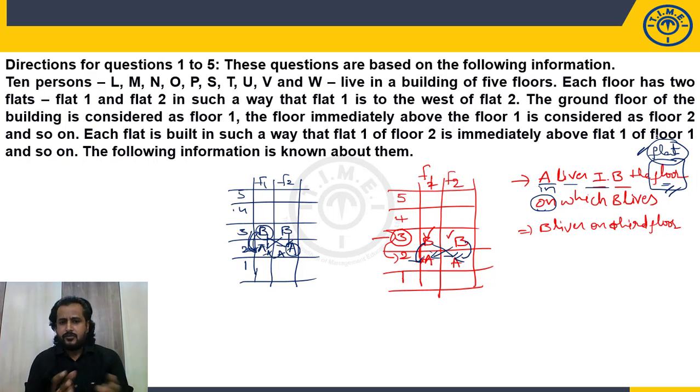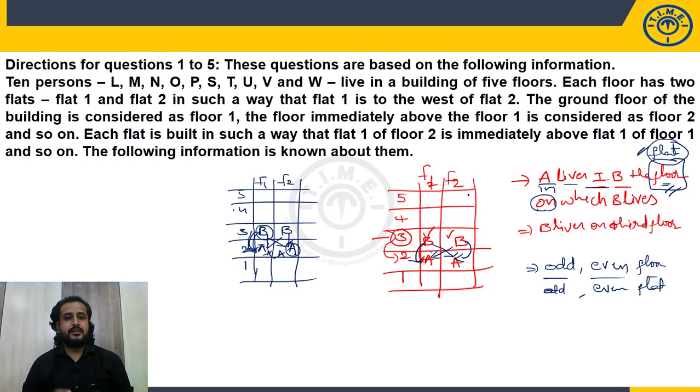Otherwise, immediately below, above, n floors above, n floors below, all these technical terms will be same. And also important are odd number floor, even number floor, odd number flat, even number flat. With respect to floor and with respect to flat also you will get these terms. Among these 5 floors, what are the odd number floors? 1, 3, 5. Even number floors, 2 and 4. Odd number flats, F1. Even number flat, F2. That's it. So these are the technical terms you must know before going to the exam. Fine. So let's see how this question will be solved.